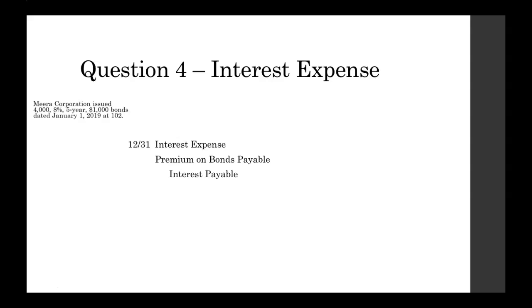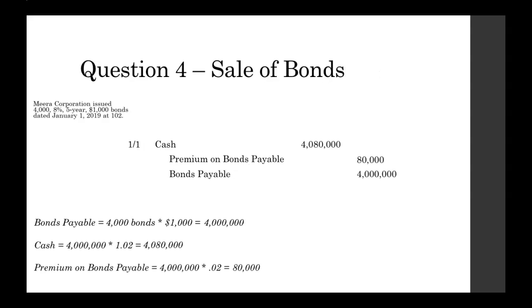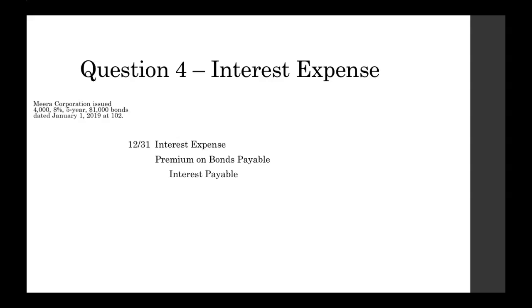And then we're debiting premium on bonds payable. What's happening here? Well, you are not only recording the interest expense, but you're also amortizing your premium on bonds payable. It's a fancy way of saying you're chipping away at the balance in the premium on bonds payable account. When you issued, your premium was a credit. So when you amortize, you need to debit that account to decrease the amount in your premium on bonds payable.